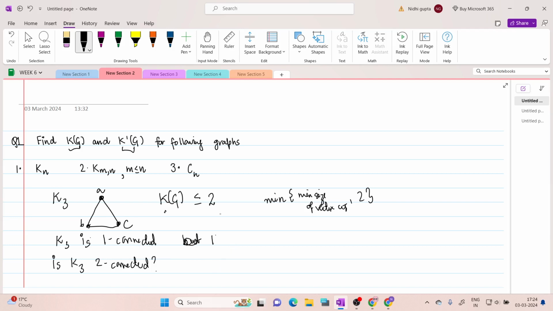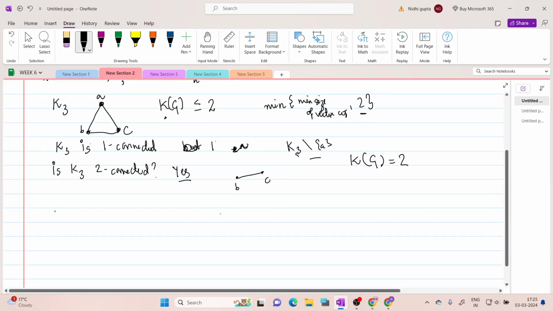No, no. When we are removing a vertex, if you remove vertex A, then A is not in the new graph, right? You are looking at K3 minus A. So then it will be just two vertices B and C, and this is connected, right? So when you are looking at vertex connectivity, you are removing the vertices. Is K3 2 connected? Yes, ma'am. Yes. So we see that it should be less than or equal to n minus 2. Therefore, the vertex connectivity of K3 is 2.